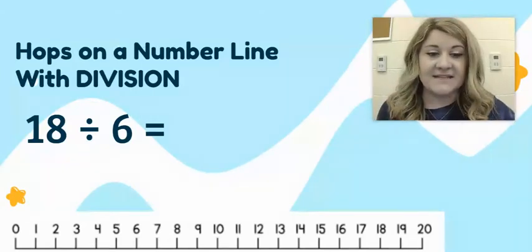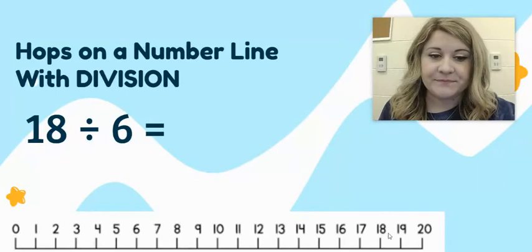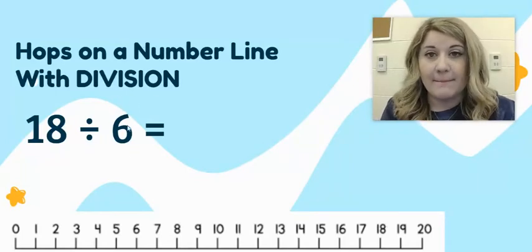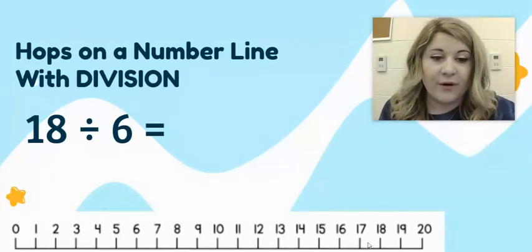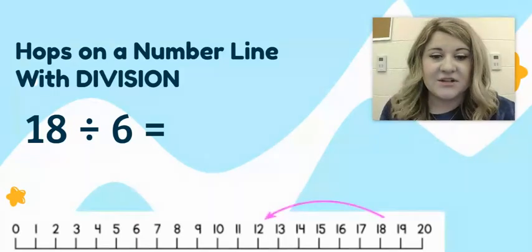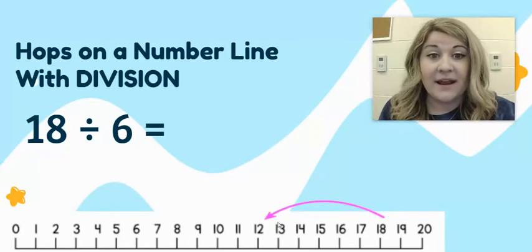So we're starting at 18, which is right here, our starting point. And then we're going to bounce backwards. We're going to hop back down the number line by 6. So I'm going to count the spaces here. 1, 2, 3, 4, 5, 6. So my first hop should be from 18 to 12 going this way. Pay attention to the arrow, how it's pointing down the number line, because we're hopping down the number line.